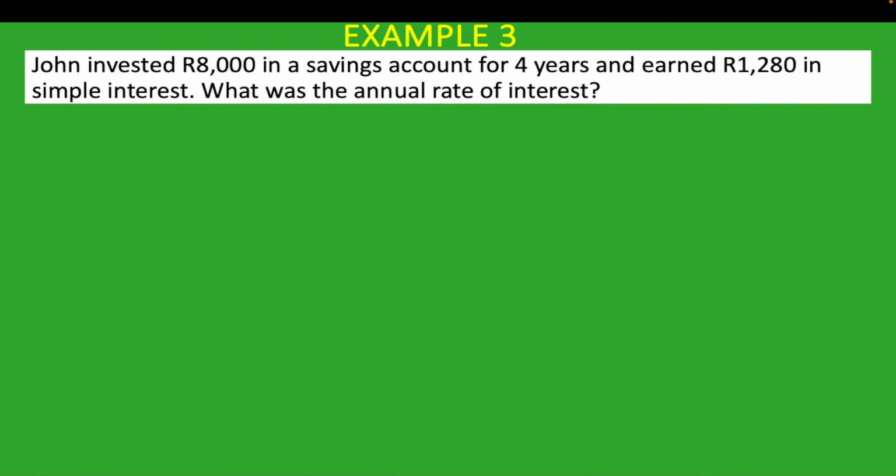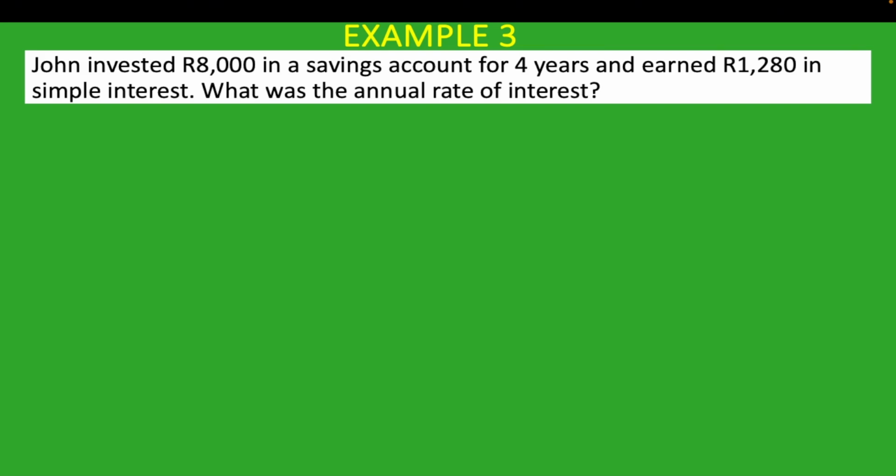And hopefully you can see how easy it is to do this. John invested 8,000 Rand in a savings account for 4 years and earned 1,280 Rand in simple interest. What was the annual rate of interest? We're already told that our missing variable is the annual rate of interest. That means we want a percentage here.